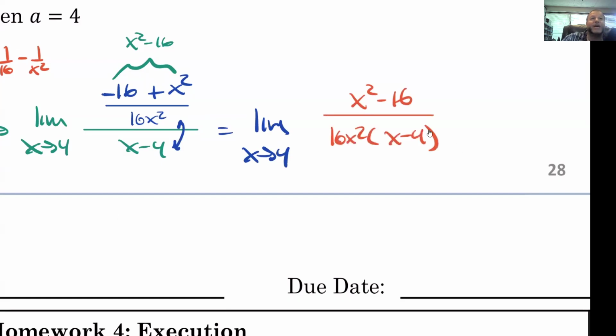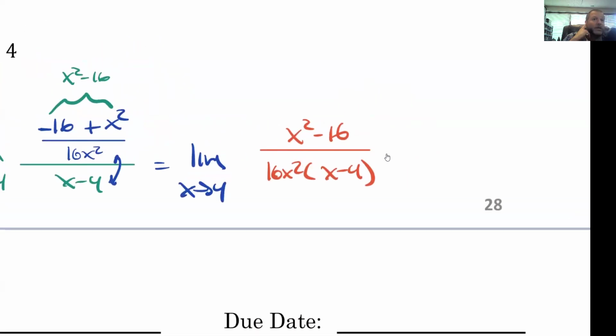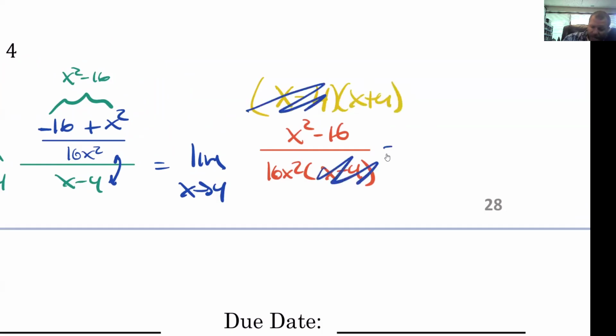And as always, do not multiply factor form out just because you can. It's usually the wrong thing to do, especially with these questions. x squared minus 16 is x plus 4 and x minus 4. Here's our cancellation. And we're left with the limit as x approaches 4 of x plus 4 over 16x squared.